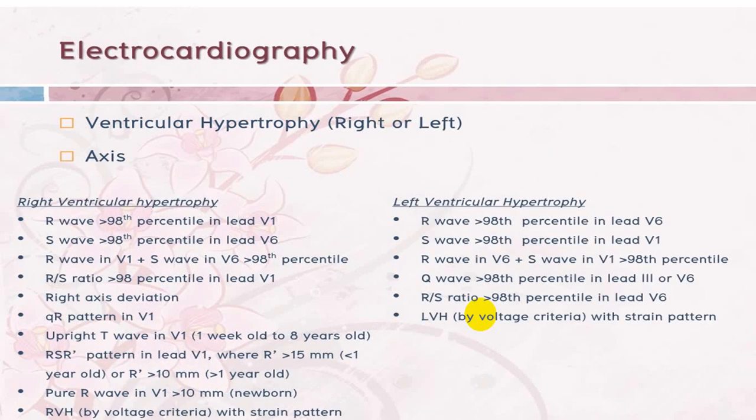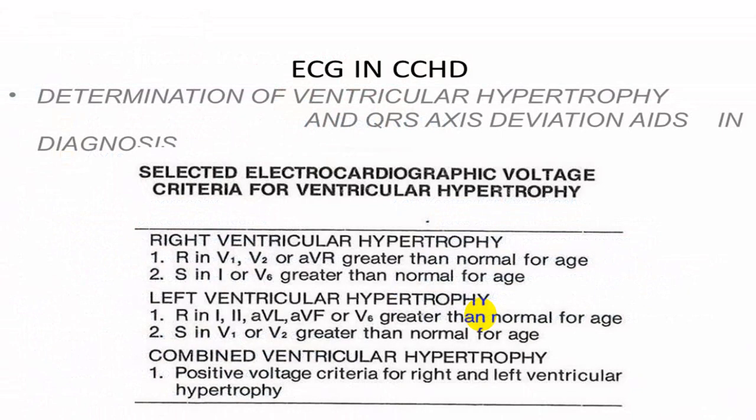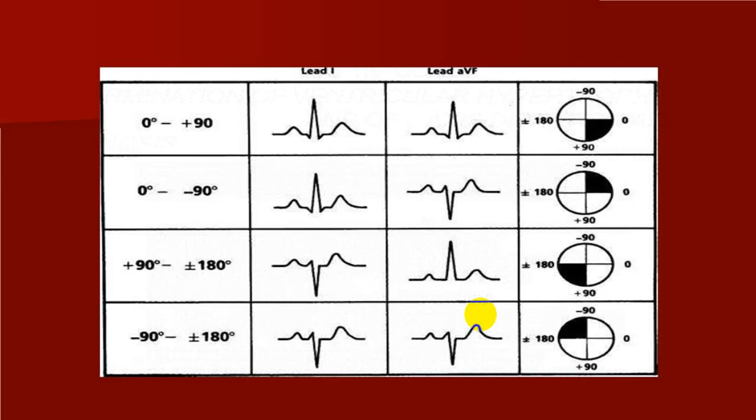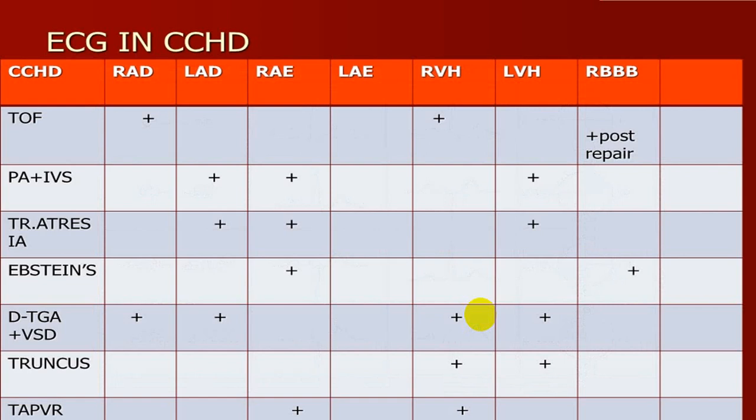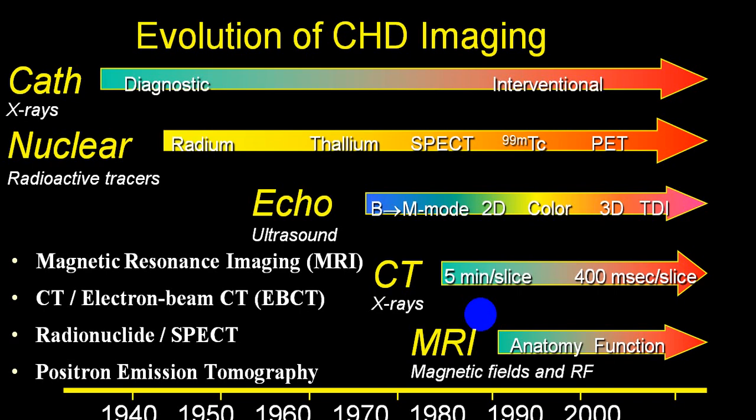Also you can identify ventricular hypertrophy, right or left ventricular hypertrophy, on ECG. Axis you can identify, and that can also give you a little idea regarding which side defect is more, right side or left side. Axis, you can look at chamber enlargement, all those.